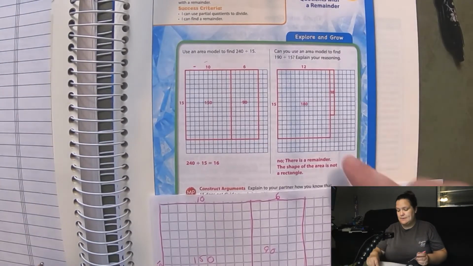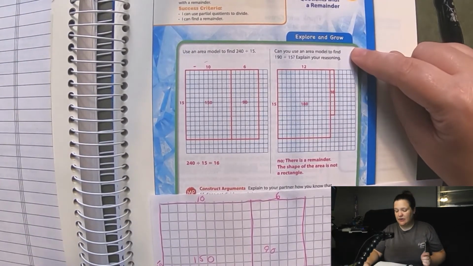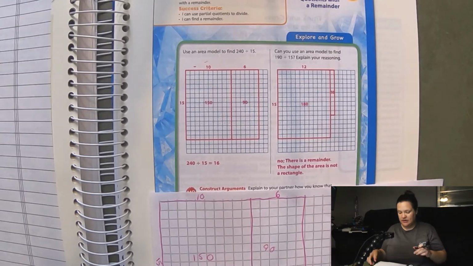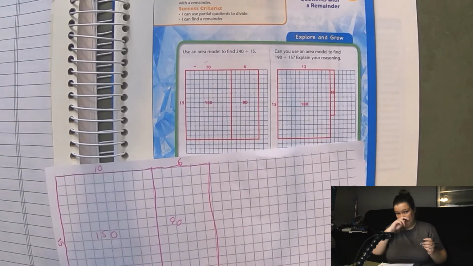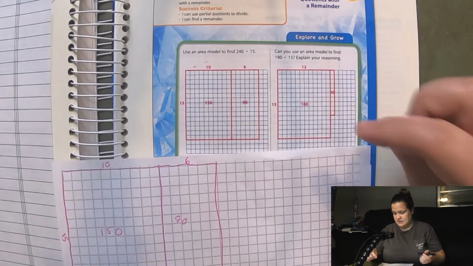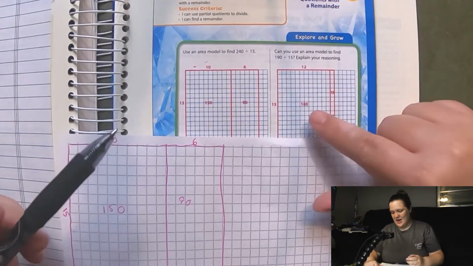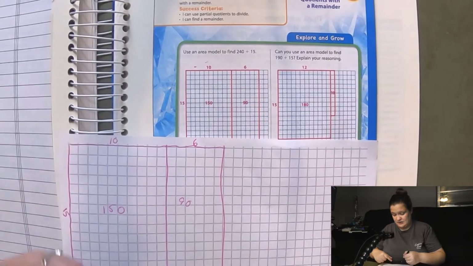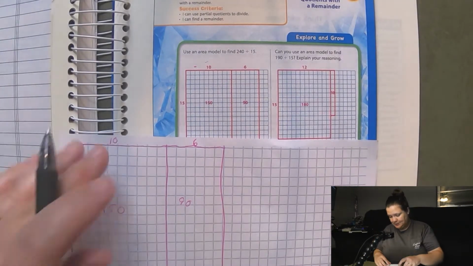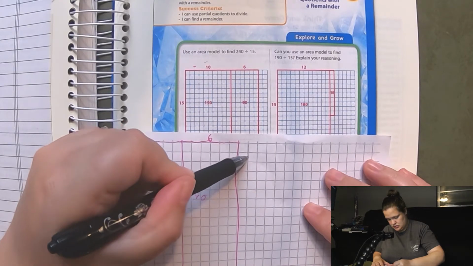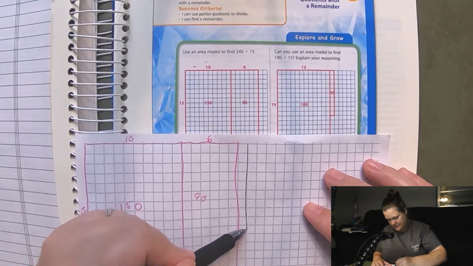Alright, so our second one. Can you use an area model to find 190 divided by 15? Alright, so we're going to do our same steps that we started for this one. We are dividing by 15, so that's going to be our first one. We're going to go down our 15.